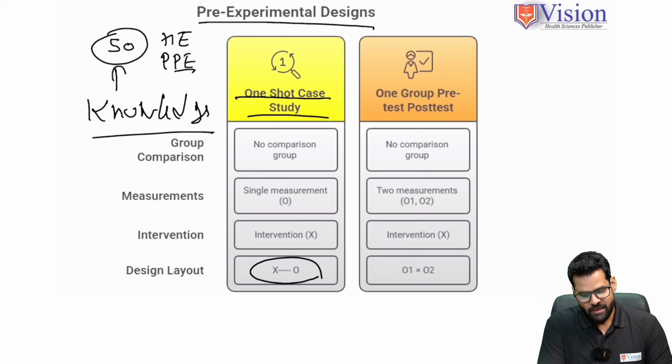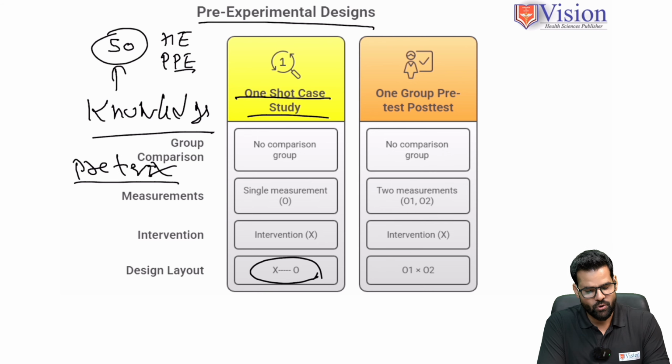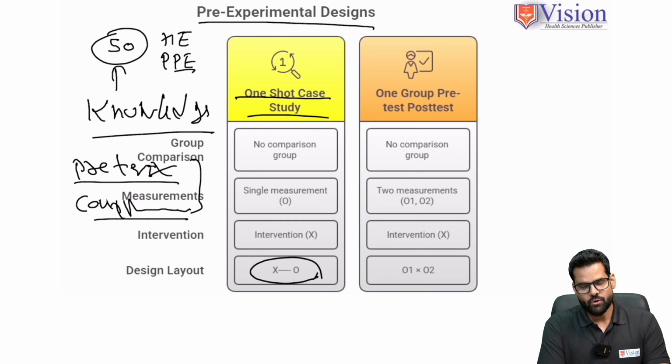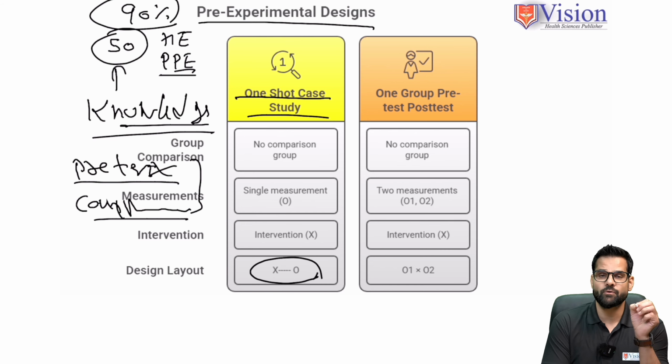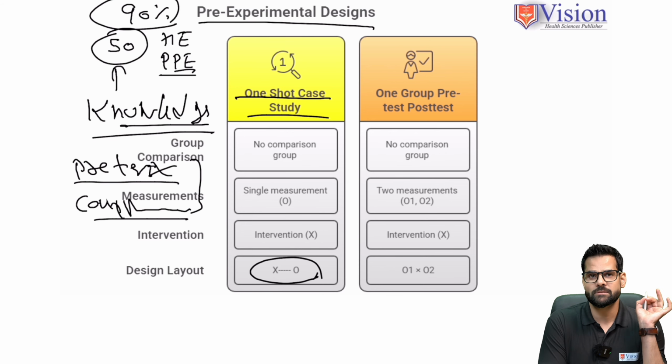So in this design we do not have a pretest, there is no pretest here, and there is no comparison group. So how will we know what the knowledge level of these students was before the intervention? Okay, accepted. If someone says that after giving the intervention on knowledge regarding PPE, everybody had 90% knowledge, out of 10 questions they answered 9 correctly.